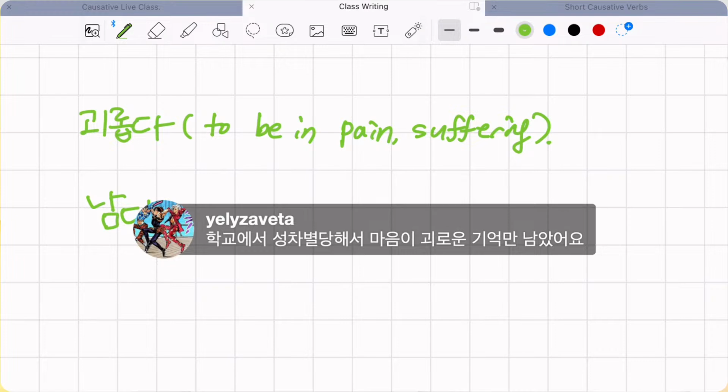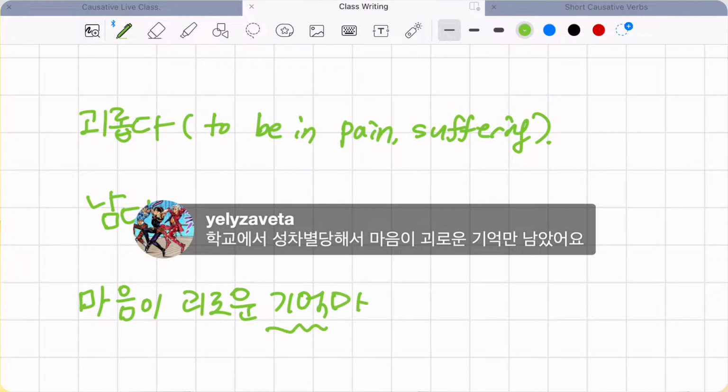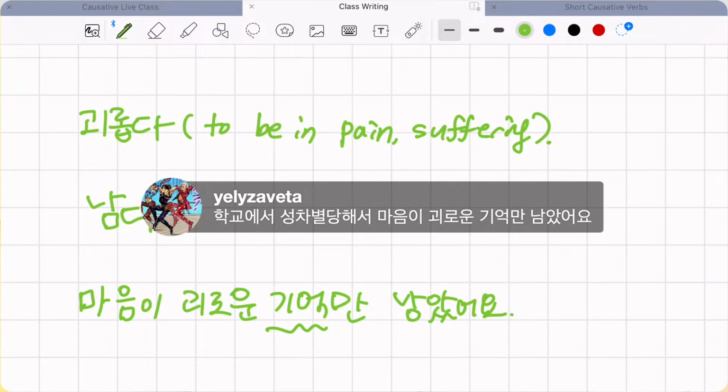그래서 마음이 괴로운 기억만 남았어요. 마음이 괴롭다. Your heart is in pain. So 그런 기억, that kind of memory, 만, only, 남았어요. So only the painful memory remains at school because I got sexually discriminated. I experienced sexism. Okay, this sentence is a perfect sentence, Yelinim. Thank you so much for sharing. If it's a true story, then I'm so sorry. I hope that you heal from it.